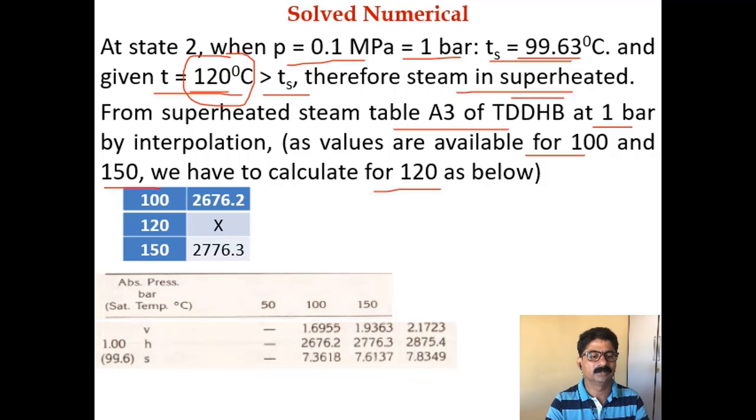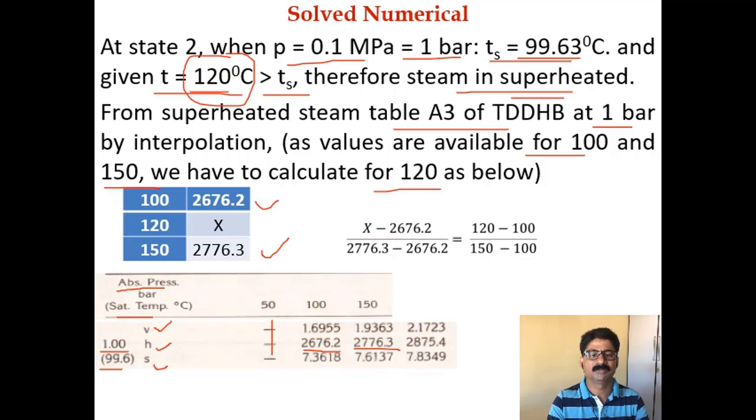You can see here, absolute pressure in bar, with the saturation temperature in brackets. That is 1 bar, and the saturation temperature is 99.6 degrees Celsius. For this pressure and temperature combination, specific volume, specific enthalpy and entropy values are given. At 50 there is no value; at 100 and 150 it is given. At 100 the enthalpy is 2676.2 and at 150 it is 2776.3, but I don't have any value for 120, which I should take as x.